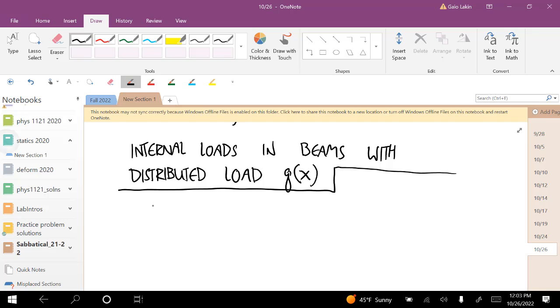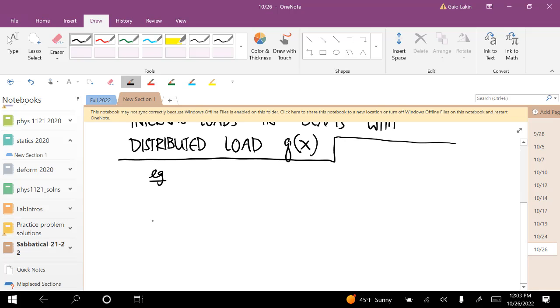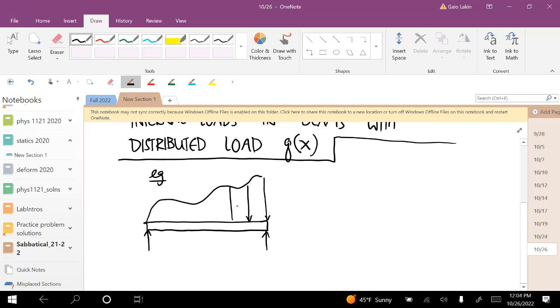Okay, so, for example, just talking generally, we'd be talking about a beam that's supported somehow. I'm just going to draw this. And then there's a distributed load like this, where the value of that distributed load at any x is called a function Q of X. And we're going to use the common sign convention that down is positive.